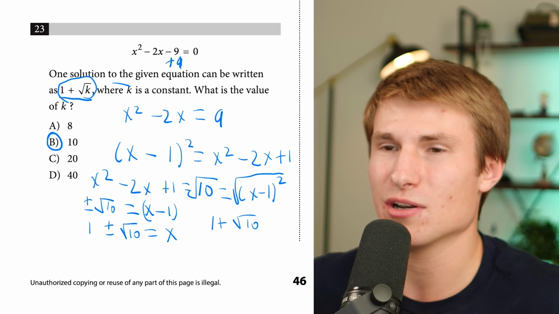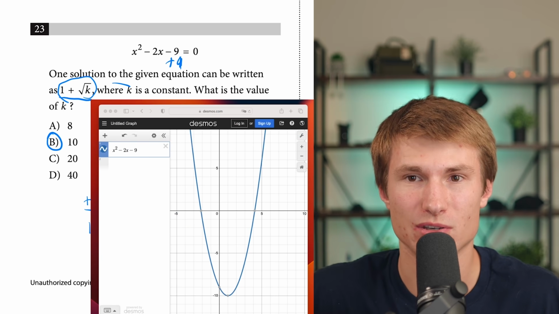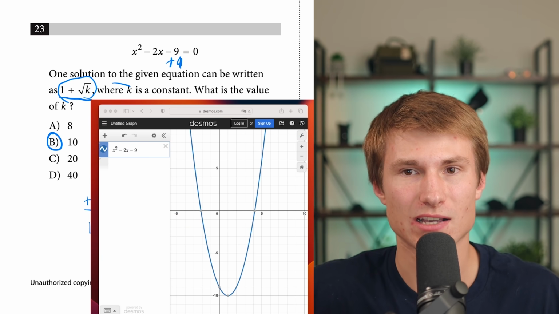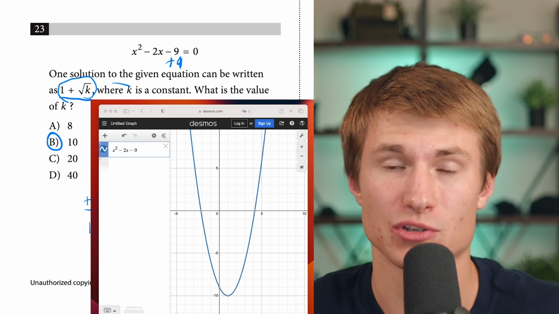All right, so I'm going to use Desmos here. And keep in mind, the reason I'm using this is because on the new digital SAT, you pretty much have access to Desmos within Bluebook, the testing platform. So you'll be able to use this.